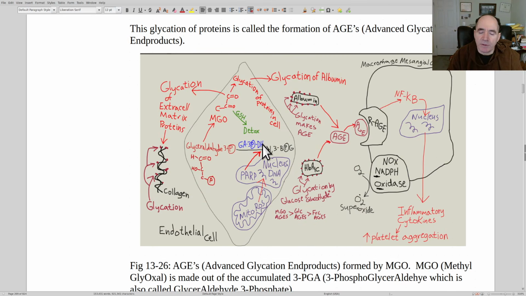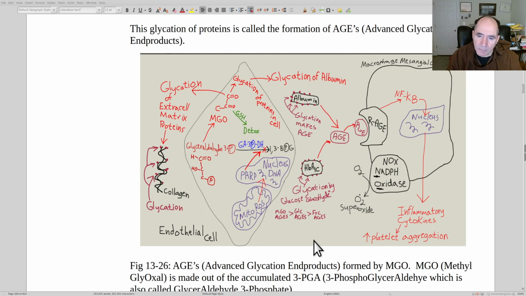So here's a quick summary of the things MGO can do. MGO can glycate proteins inside the cell and damage them and make them dysfunctional. It can then exit the cell, and it can bind to extracellular matrix proteins like collagen and damage these proteins. So it just goes around randomly damaging proteins. That's not good. Okay, it can go into the blood, and it can combine with albumin and damage the albumin, make that into an advanced glycation end product. It can damage your hemoglobin A1C, and that's one of the things you measure in the blood as an indicator of hyperglycemia.